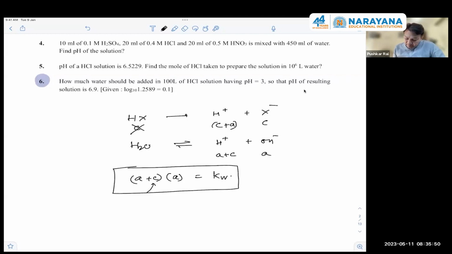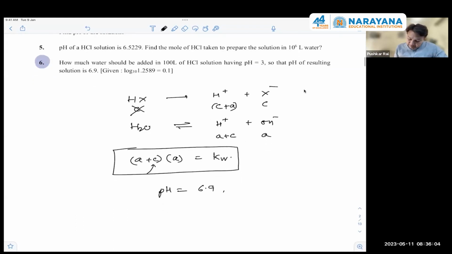Since in this case A plus C is given, because we're asking how much water should be added to the 100 liter solution, the pH of the resulting solution is 6.9. Basically, you have done this. Please interrupt me if you have done something else. So that means H plus ion concentration is equal to 10 raised to the power minus 6.9, which is 10 raised to the power minus 7 into 10 raised to the power 0.1. I've already given the value of 10 raised to the power 0.1, because log of 1.2589 is 0.1. So antilog of 0.1 is equal to 1.2589.